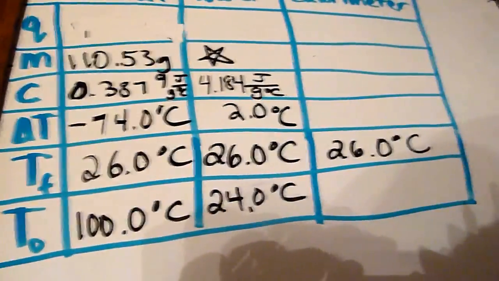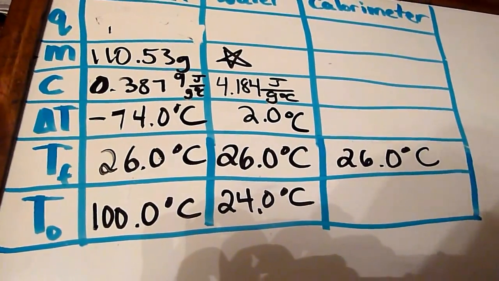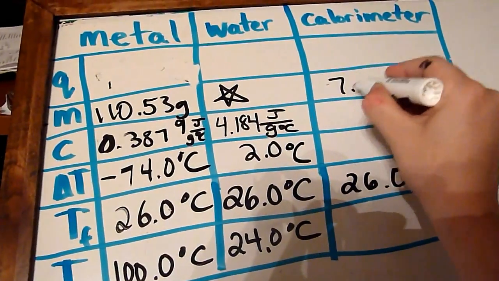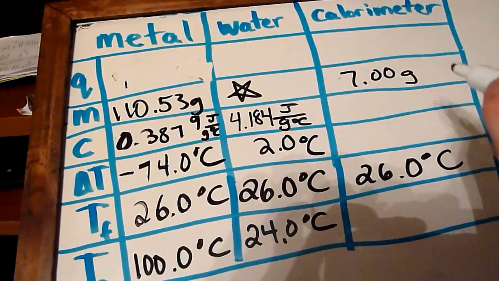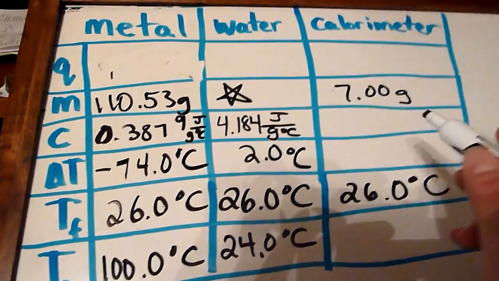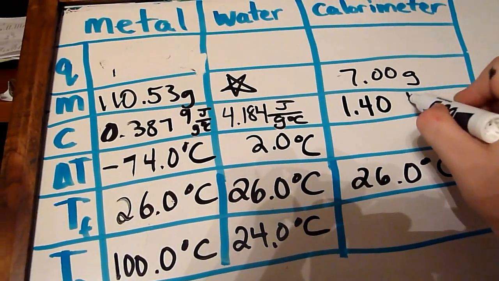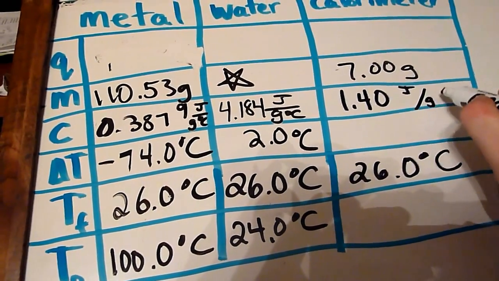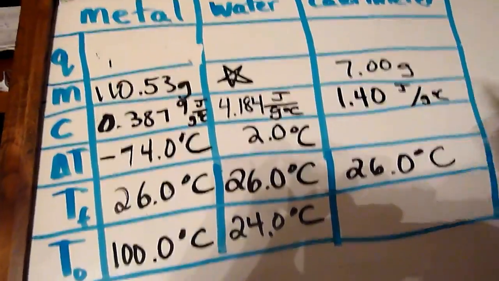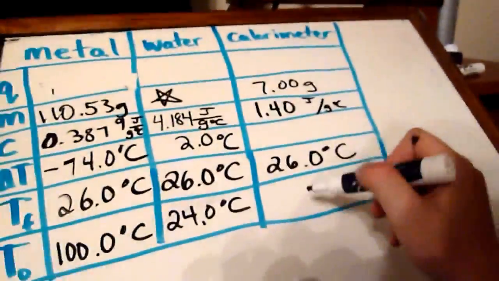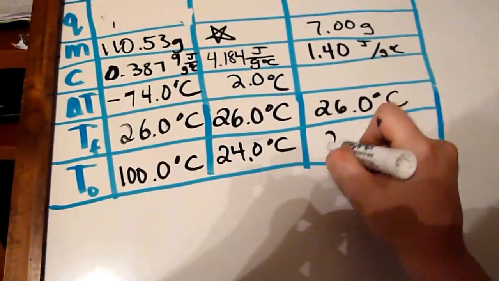For the calorimeter, we're given in the problem that the mass of our calorimeter is 7.00 grams. We're also told that the specific heat of our calorimeter, which happens to be styrofoam, is 1.40 joules per gram degrees Celsius. And we know that our calorimeter and our water have to be the same temperature at all times.